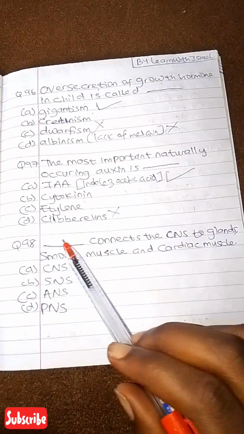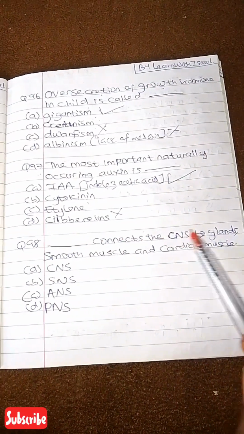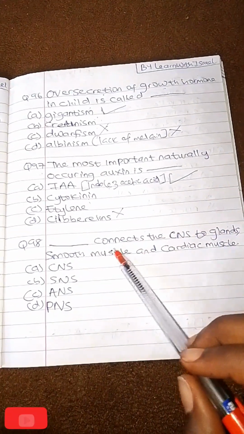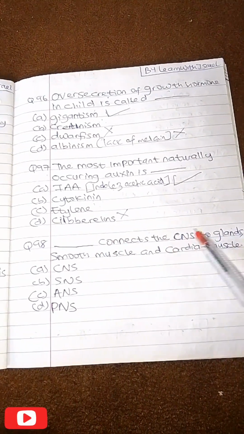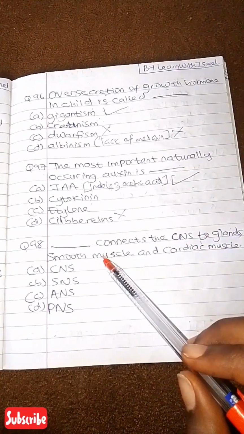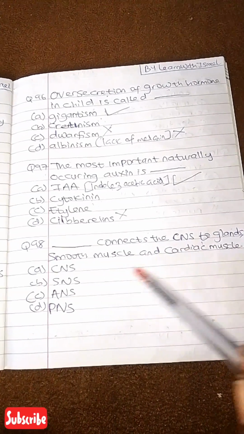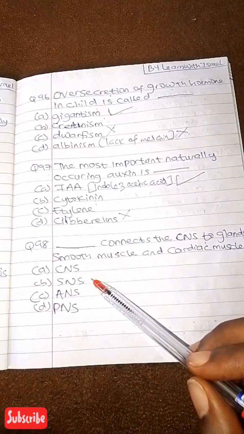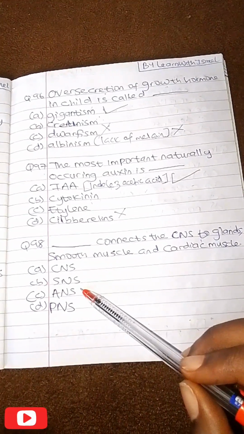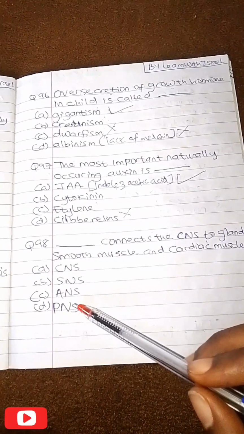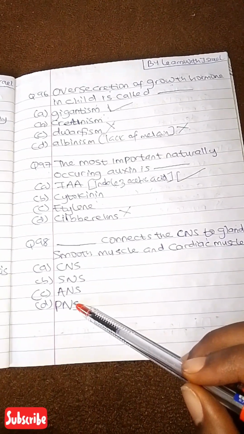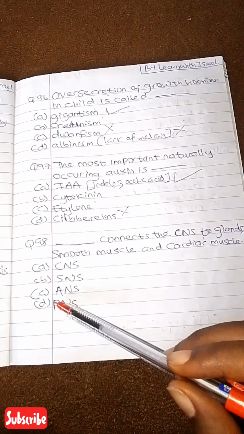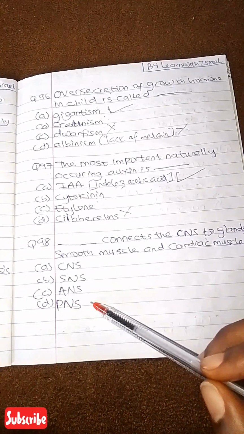Question 98. Dash connect the CNS to glands, smooth muscle and cardiac muscle. A. CNS, B. SNS, C. ANS, D. PNS. So I'm going to break all this one down. Let's start from PNS. PNS means peripheral nervous system.